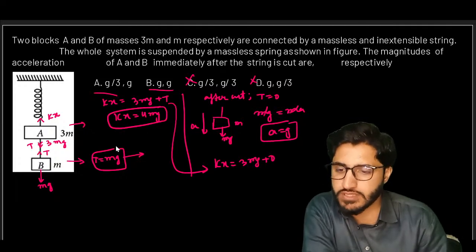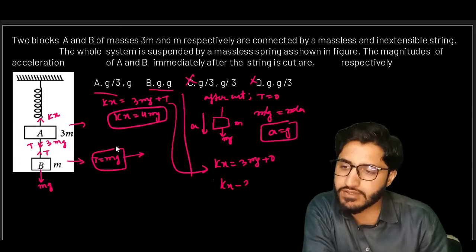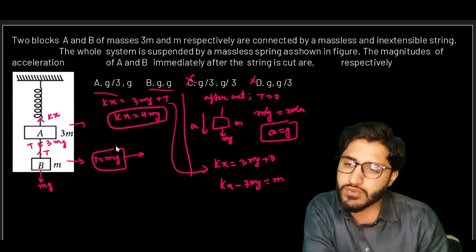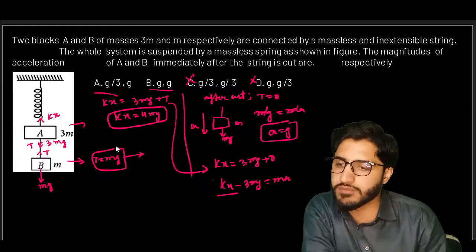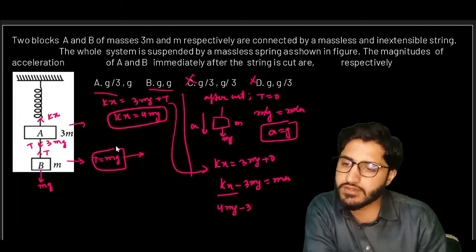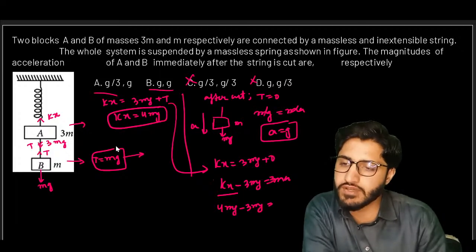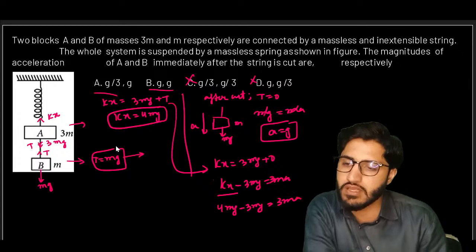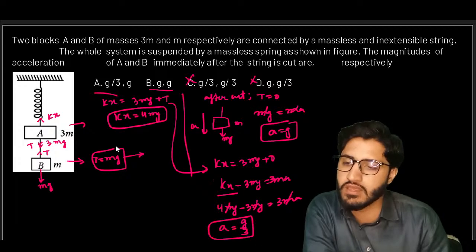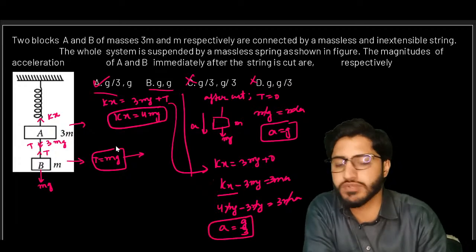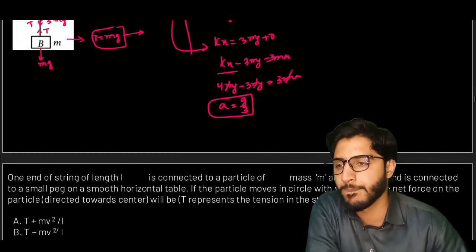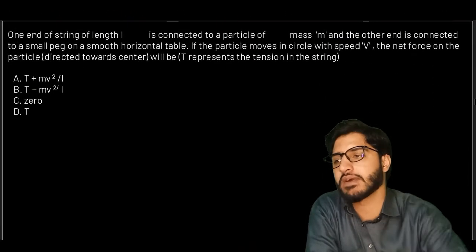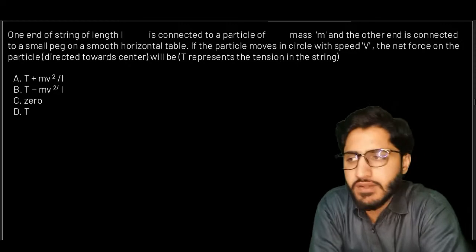My net force, that is kx minus 3mg equals m into a. What is kx? It is 4mg. So it is 4mg minus 3mg equals 3ma, m cancels out, 4g minus 3g, it will be g by 3 equals a. G by 3. So I guess option A is correct. Next numerical, if you have some doubts, you can ask me, right?